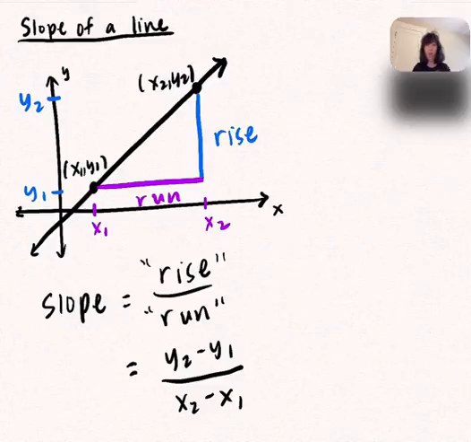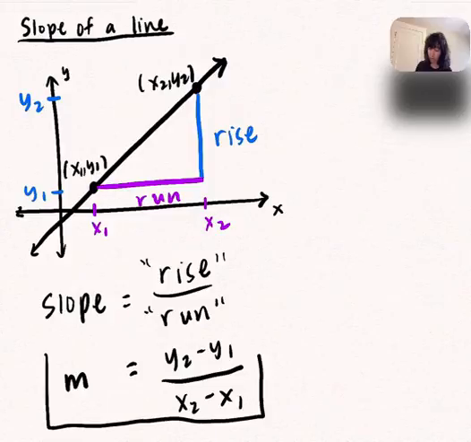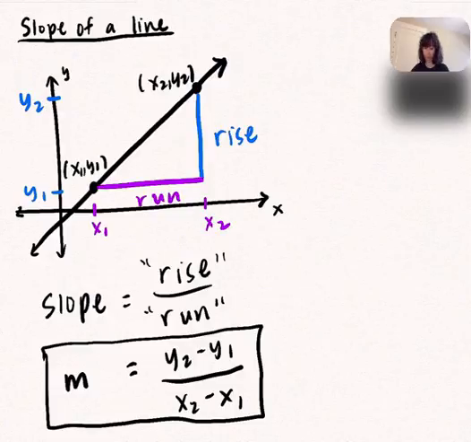We call the number that you get here the slope of the line. And usually you're going to see the symbol m to stand for slope. So this is like an equation that we can use to find the slope of any line that we're given. Let's look at an example.